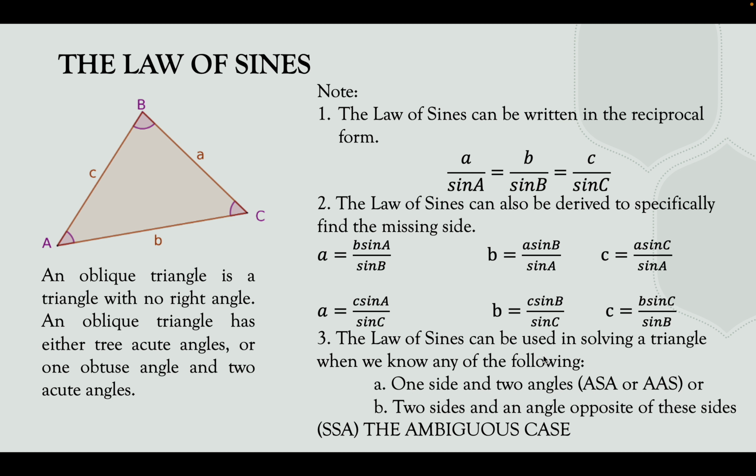So the law of sines can be used in solving a triangle when we know any of the following. So we need to remember this one. One side and two angles, so we have angle side angle or angle angle side. Or the second condition, two sides and an angle opposite to this side. So we have side side angle. That is the ambiguous case.